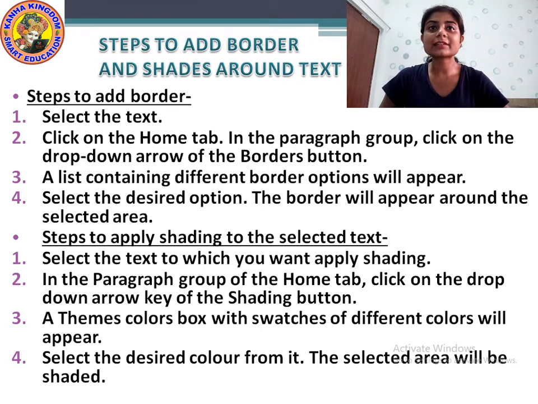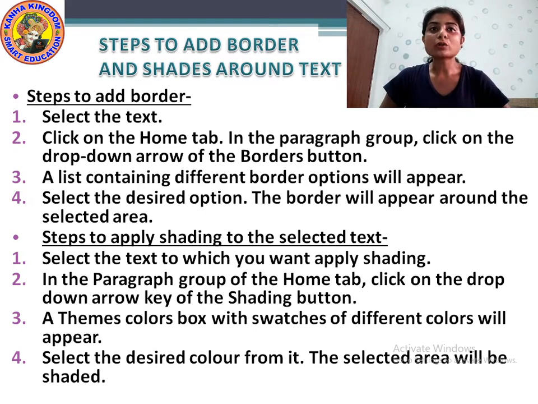After that, a list containing different borders will appear. Then you can select the desired border which you want to add to your text, and the border will appear around the selected area. The selected text that you have chosen, you will see the border is applied there. So these are the 4 steps to add a border in your text.